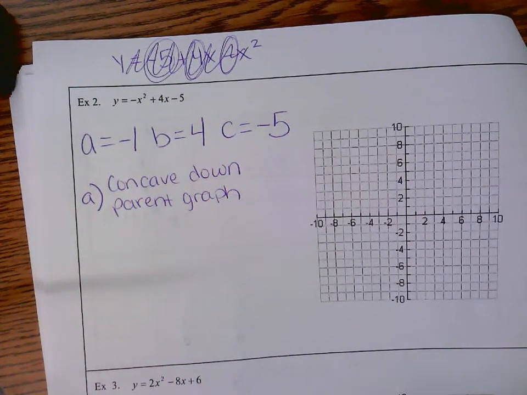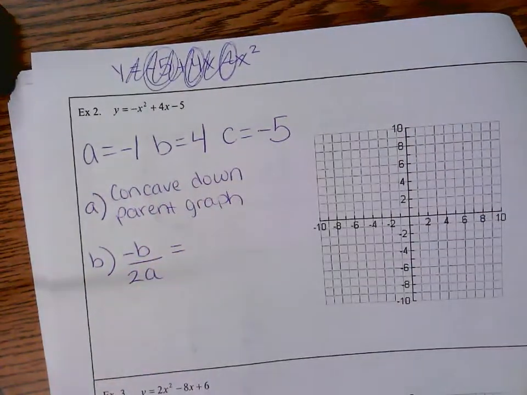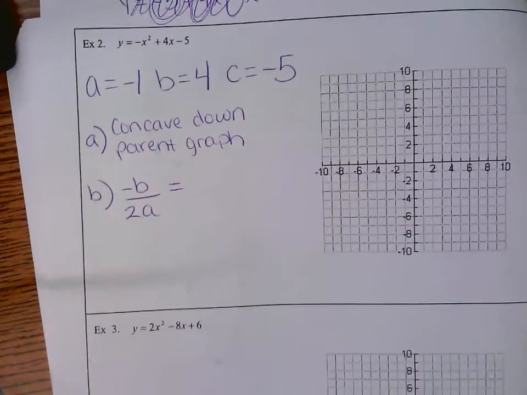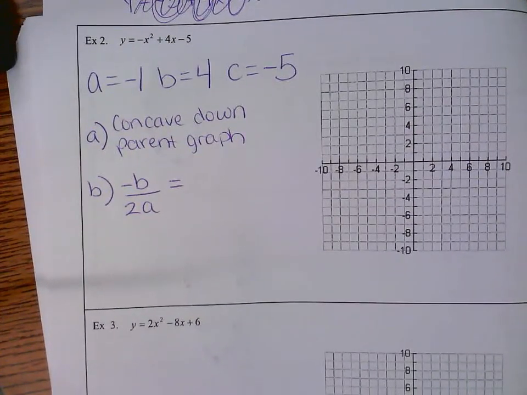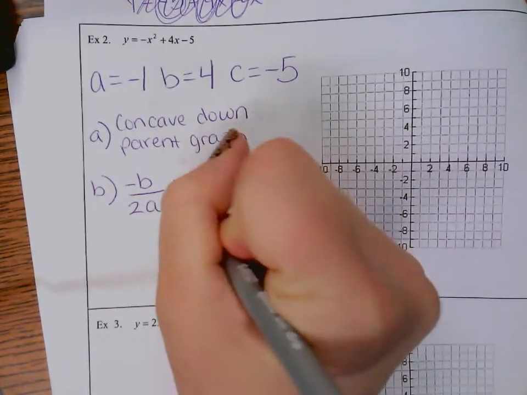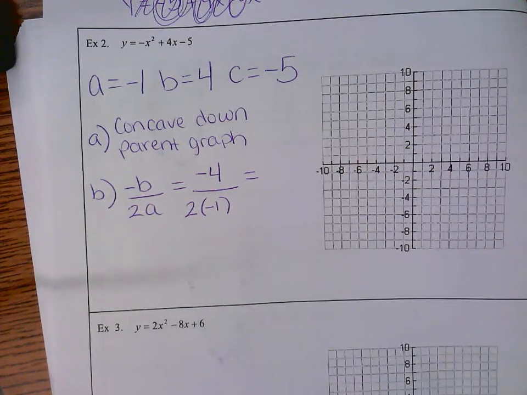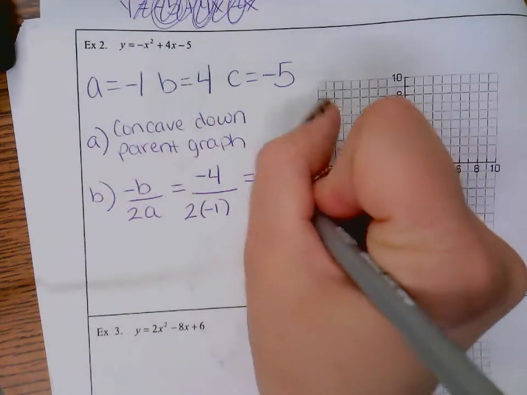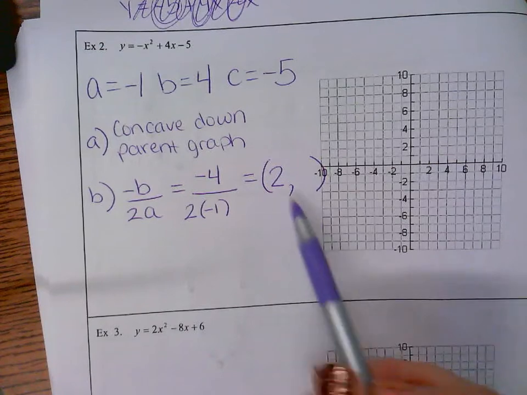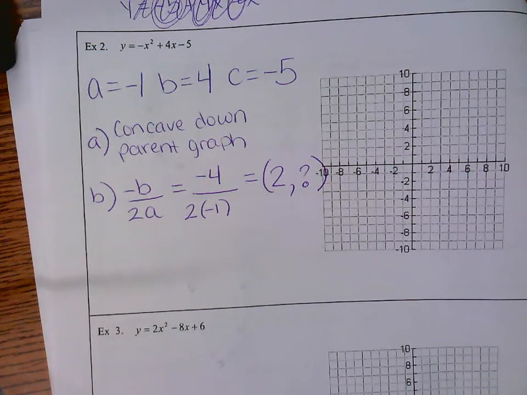All right, my B information, I do negative B over 2A to find that axis of symmetry. So I just think of this as the ABCs. I do my ABCs and then I can graph it. All right, this time B is positive, so I make it negative 4, and I'm dividing by 2 times negative 1. So what is negative 4 divided by negative 2? Positive 2. All right, so my vertex is going to be at 2 comma something. So I need to plug 2 into the original function to solve for y.